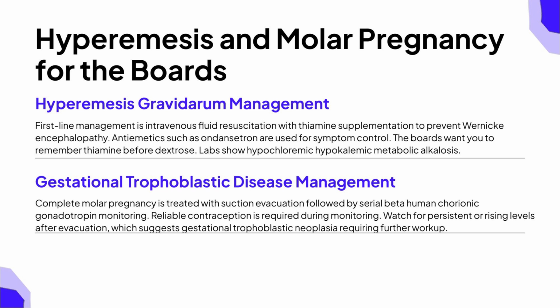For gestational trophoblastic disease, the treatment of a complete molar pregnancy is suction evacuation of the uterus. After evacuation, serial beta-human chorionic gonadotropin levels must be monitored to ensure they return to zero. The boards love to ask about the need for reliable contraception during the monitoring period, because a new pregnancy would cause beta-human chorionic gonadotropin to rise and confuse the picture. If beta-human chorionic gonadotropin levels plateau or rise after evacuation, this suggests gestational trophoblastic neoplasia, which requires further workup and possibly chemotherapy. Review the Gestational Trophoblastic Disease chapter in your obstetrics resources for the full classification.